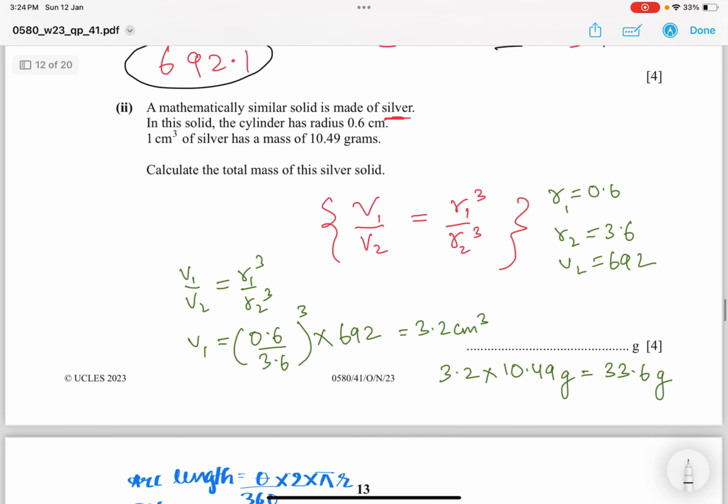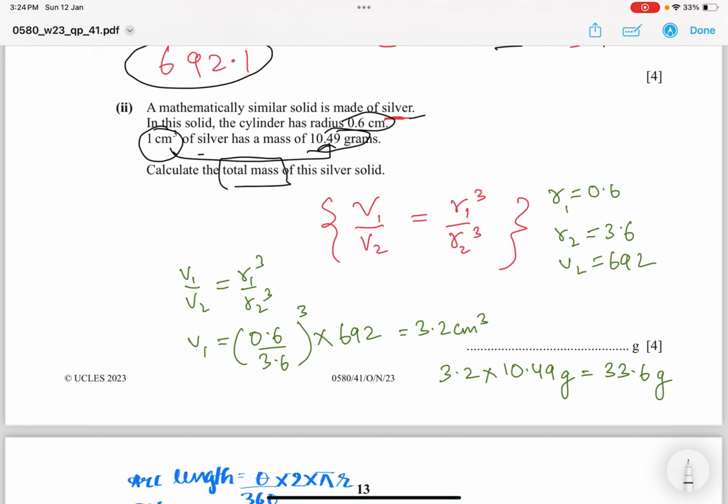Simple question. Now a mathematically similar solid is made of silver. The radius is this one and 1 centimeter cube of silver has this mass. Total mass we have to calculate. Now we have been given a relation of volume to mass. So first of all we have to find the volume of the second solid.